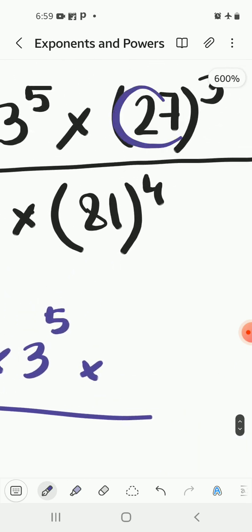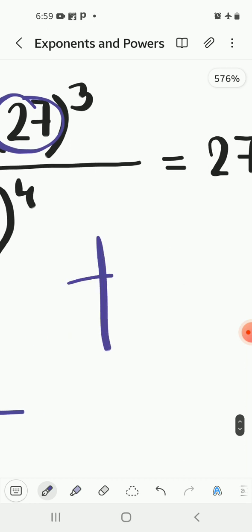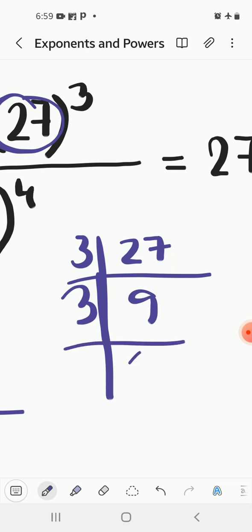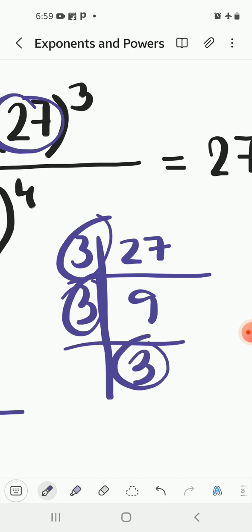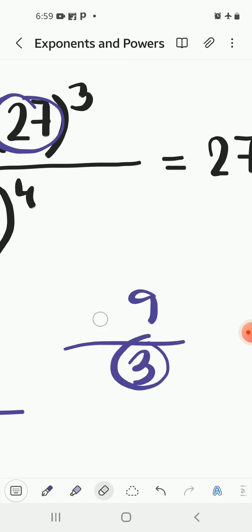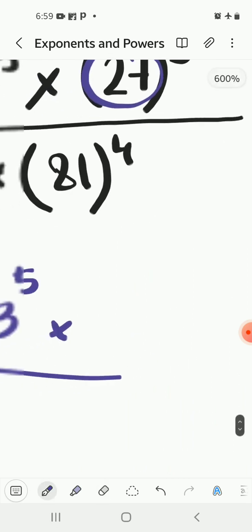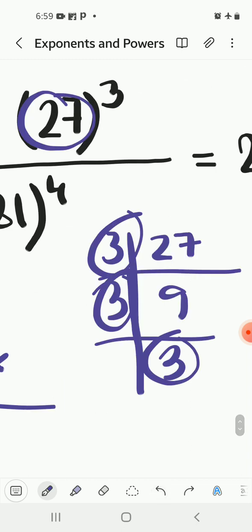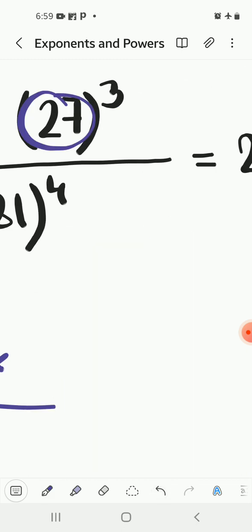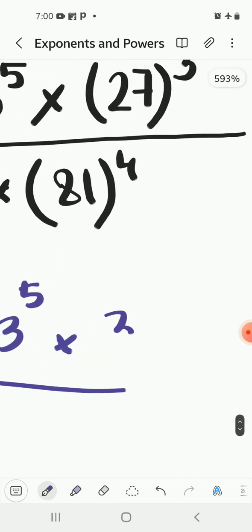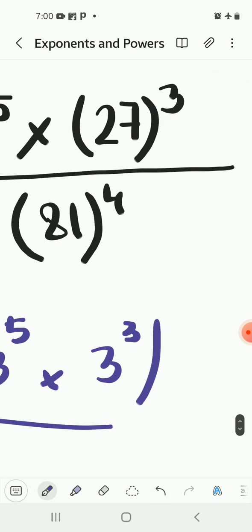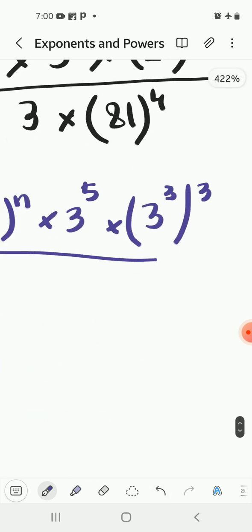Into 27 can be written as, 27 means 3, 9, 3 and 3. So 27 can be written as 3 cube. So replace 27 with 3 cube. So we are going to write 3 cube. Here, write down 3 cube, and the whole thing was to the power 3. So to the power 3.